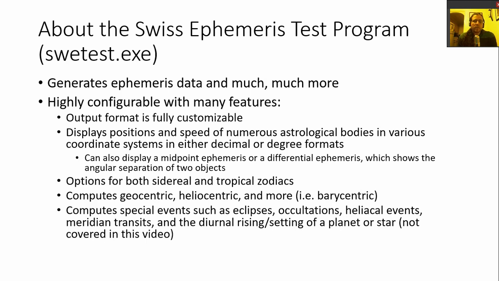There are also options for both sidereal and tropical zodiacs, and it can compute geocentric, heliocentric, and even barycentric. It also computes special events such as eclipses, occultations, heliacal events, meridian transits, and the diurnal rising and setting of a planet or a star, although that's not covered in this video.